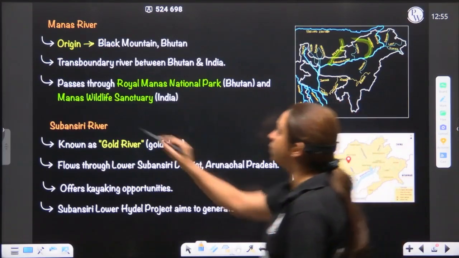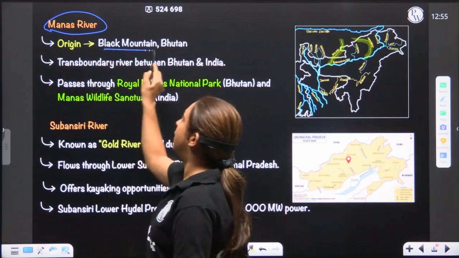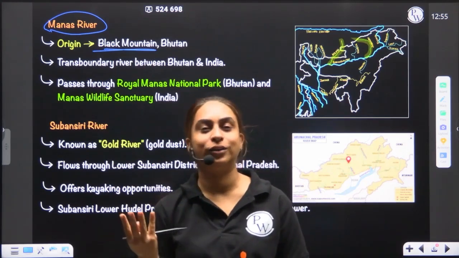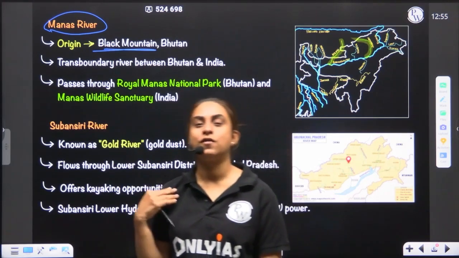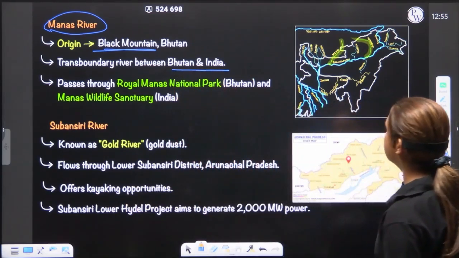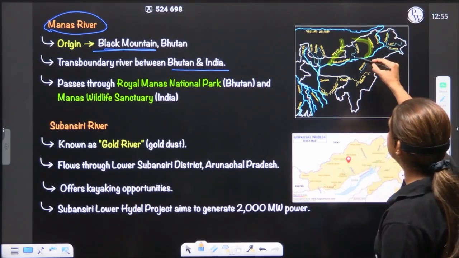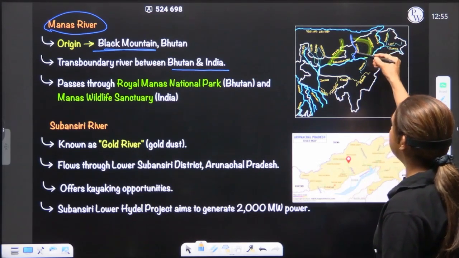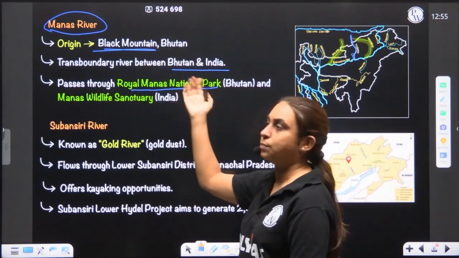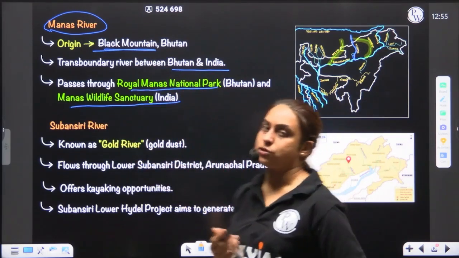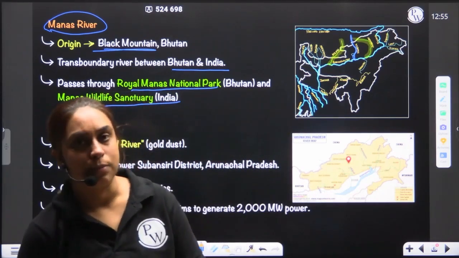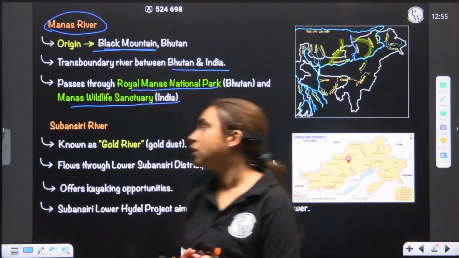The next one that we have is Manas. The origin of Manas is the Black Mountains. Kala means black. So Black Mountains, the origin of Manas. Here it is forming a boundary between India and Bhutan. You can see it is forming a boundary between India and Bhutan. It is passing through Royal Manas National Park, Manas National Park, and it is also passing through Manas Wildlife Sanctuary. Manas, Kala, the origin is the Black Mountains, and it is forming a border between India and Bhutan.